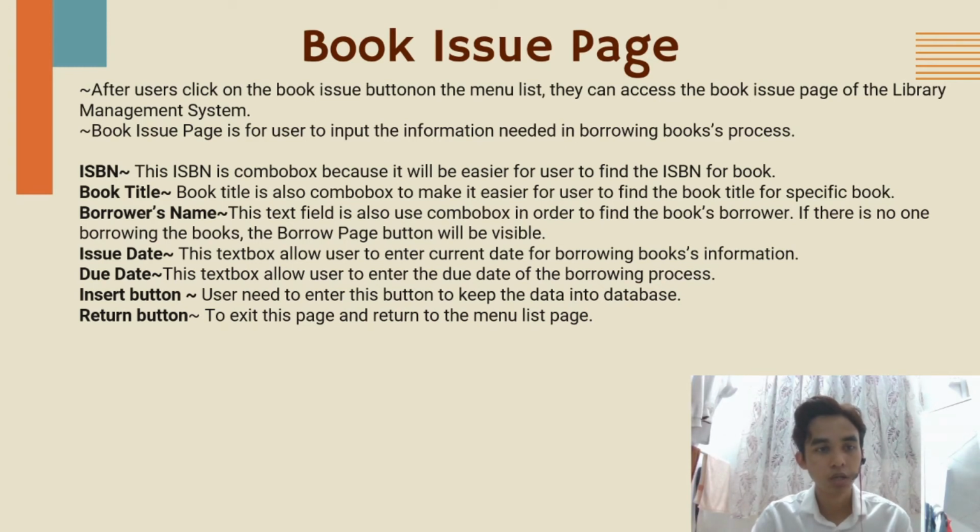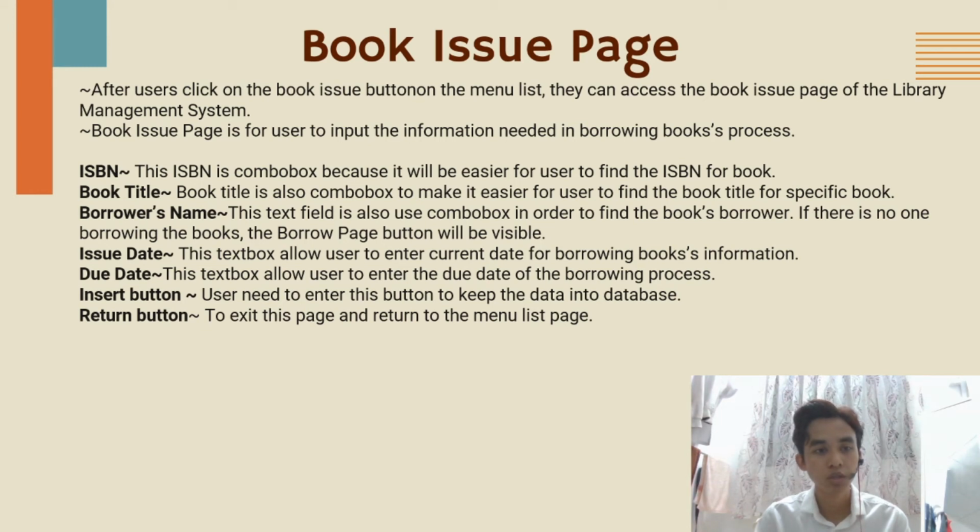The ISBN and book title will use a combo box because it will be easier for the user to find the information based on the ISBN and book title for a specific book. Next, borrower's name also uses a combo box in order to find the books or borrower. If there is no one borrowing the books, then the borrow page button will be visible.